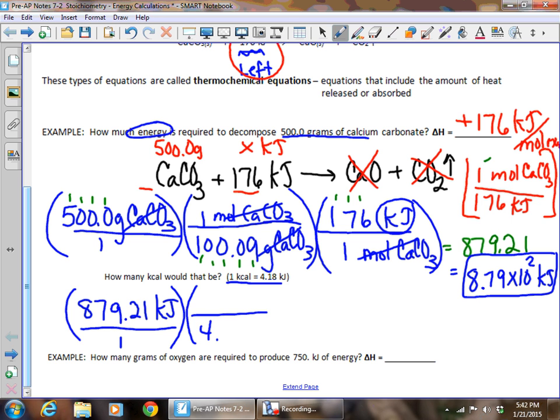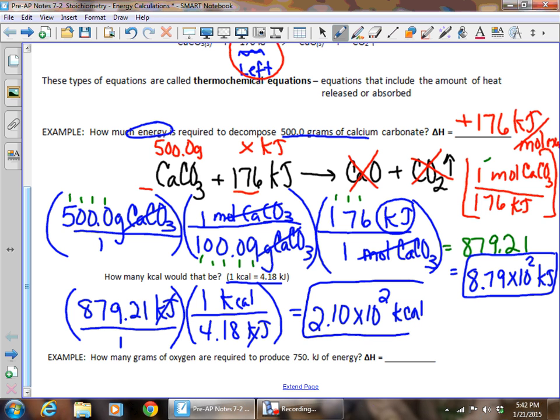So there's 4.18 kilojoules for every kilocalorie. Kilojoules cancel. Left with kilocalories, and to 3 sig figs, in correct scientific notation, it looks like I have 2.10 times 10 to the second kilocalories. I'm going to go back to my original number of sig figs, which is 3. So there's the answer to that problem.